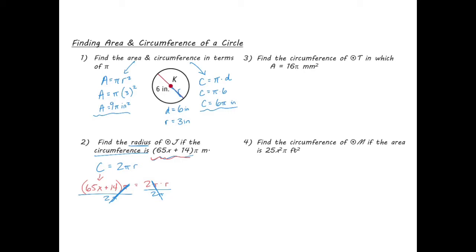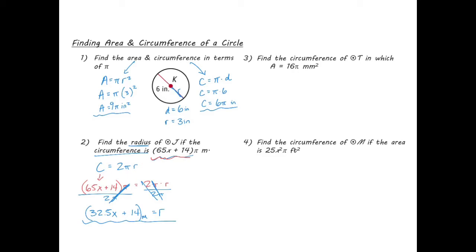And on the right, the 2's cancel out and leave me with r. And on the left, I have this expression divided by 2. So I've got 65x divided by 2. And half of 65 is, oops, let's fix that. Half of 65 is 32.5. So it's 32.5x, and then half of 14 is 7, so plus 7. And there's the expression for your radius. And the units was meters, so it's this many meters.